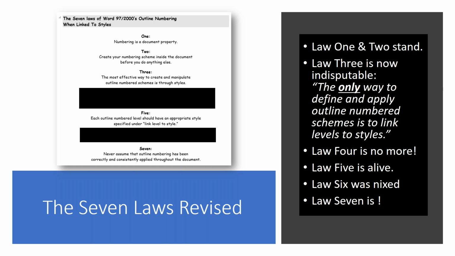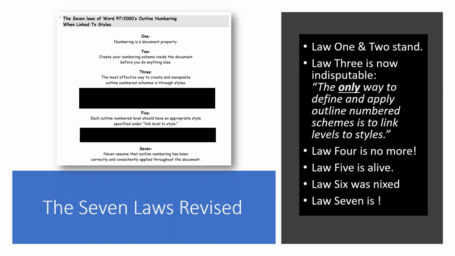But I think what we have all realized, I think we can be a lot more forceful in it and say the only way in professional document production that you can define and apply outline number schemes is when they're linked to styles. And that is because it gives you all of the advantages related, table of contents, cross-referencing, tables of figure, every single thing is sort of that relationship between styles and the list itself is really critical to professional document production. Law 4 is no more.